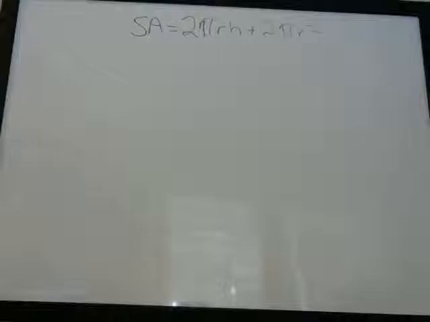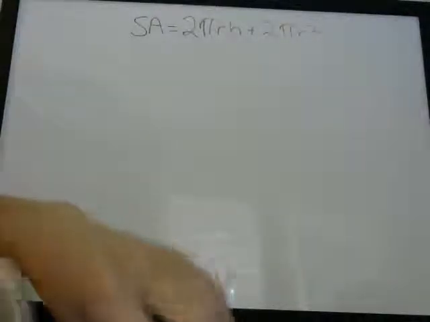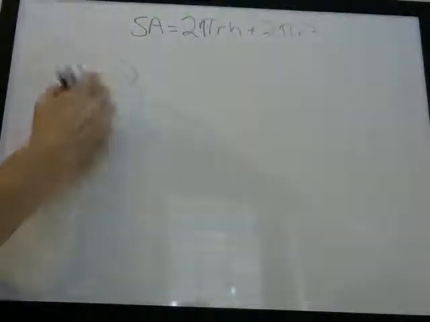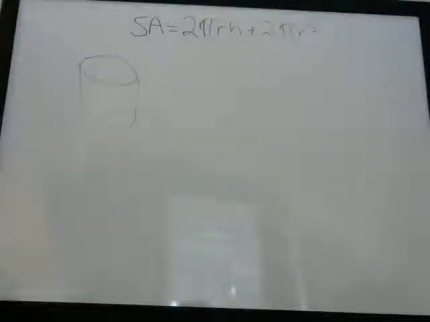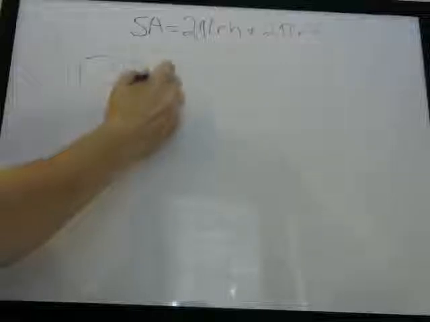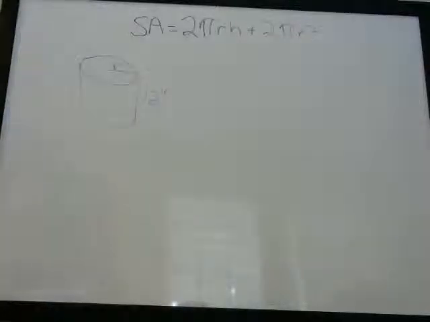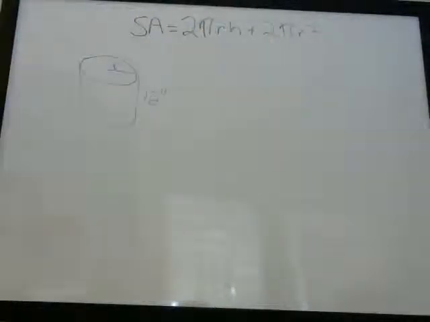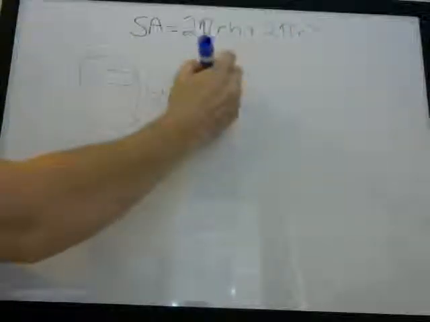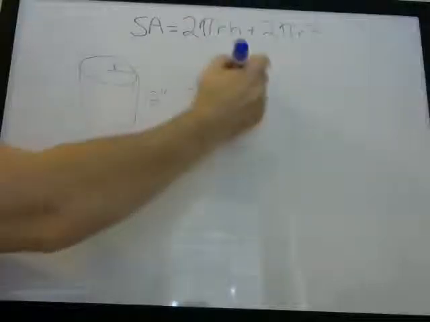So let's do some example problems. So let's say we have a cylinder. The radius is 8 inches. The height is 12 inches. What is the surface area? So we just plug these into the formula. So we just copy this down.